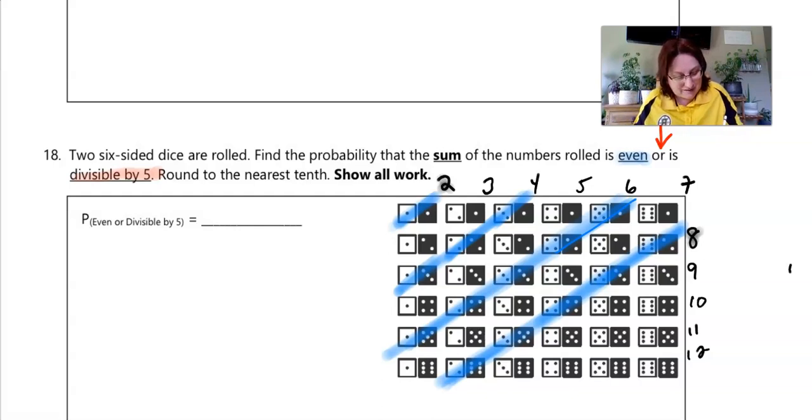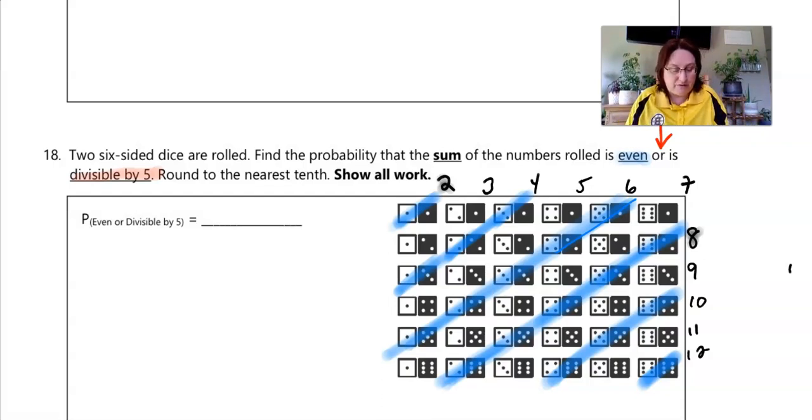Okay, and then the 10s that add up to 10. These three right here, 4 plus 6, 5 plus 5. And then this diagonal right here, 6 plus 6 is 12. Those are all the even dice. Okay, that's a lot. Now, I do that to show, okay, we can count these now.